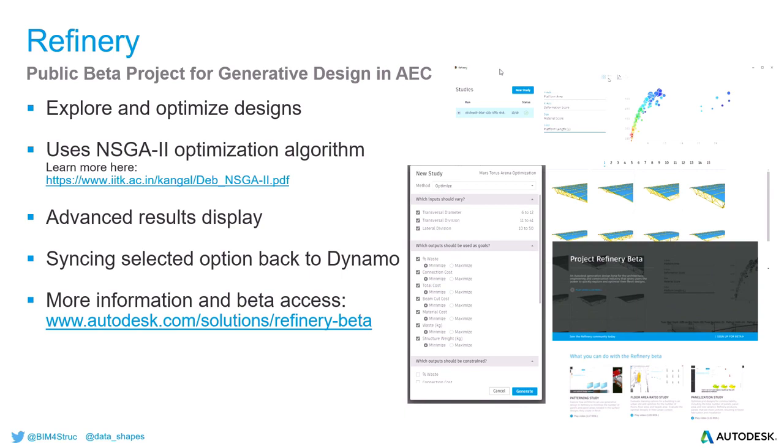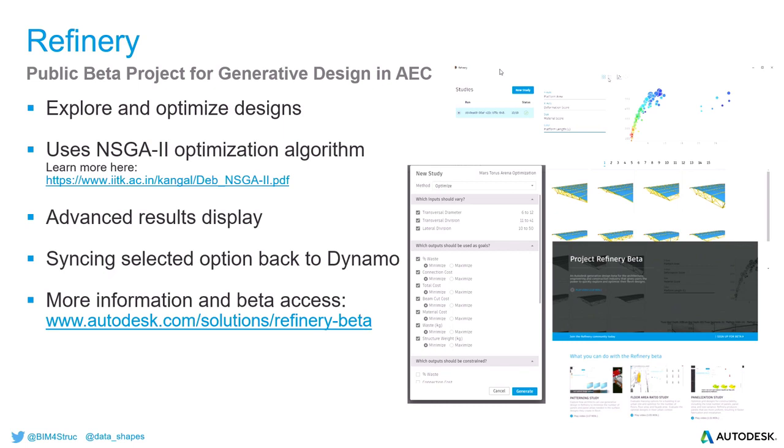So, one of the products that we talked about last year already at AU was Project Refinery. And Project Refinery is our answer to generative design in the AEC industry. Now, it's a beta product. It does mean it's not a commercial product. It's not commercially available, but it's freely available for you as a user. You can go to it through this link and download it yourself, play with it, and preferably also give us feedback on what you think about the product.